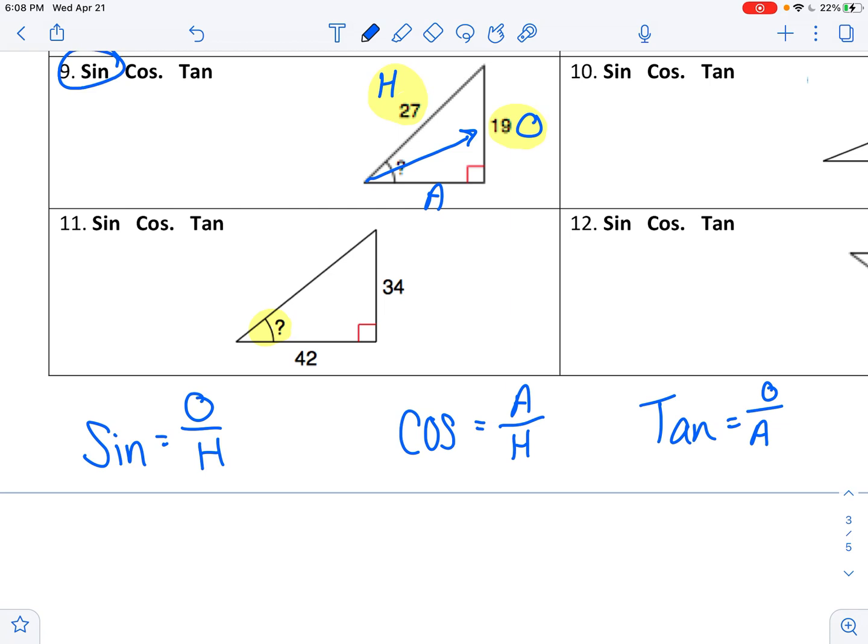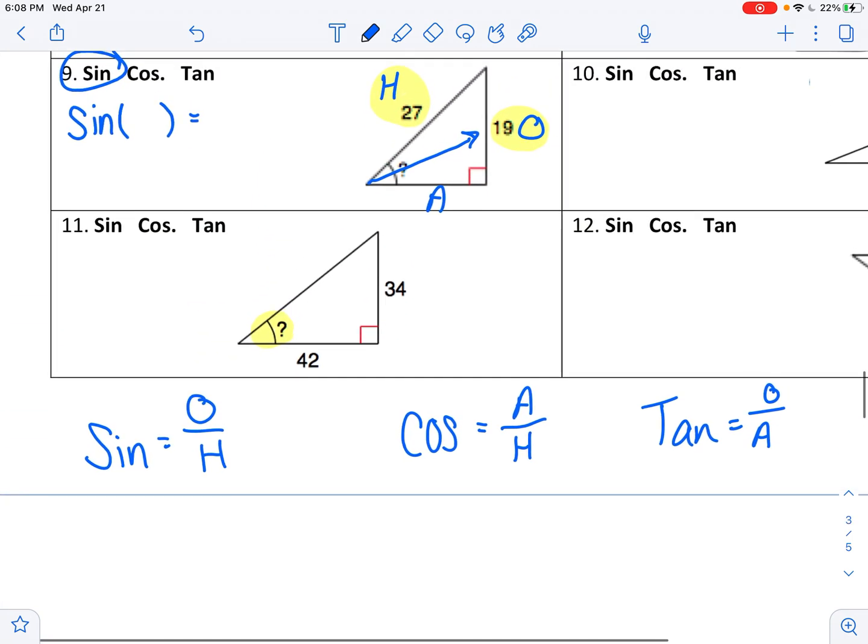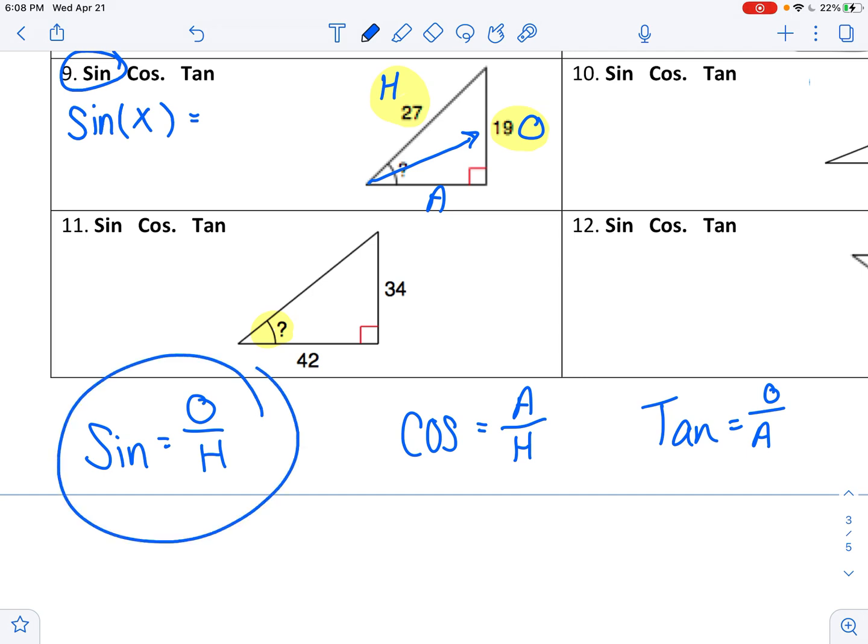So sine of what? It's always sine of an angle. But I don't know what this angle is. It's just a question mark. So what do I do in algebra when I don't know a value? I can just put an x in there. So sine of x equals, okay, now sine is opposite over hypotenuse. What's our opposite side? It's 19. What is our hypotenuse? That is 27.